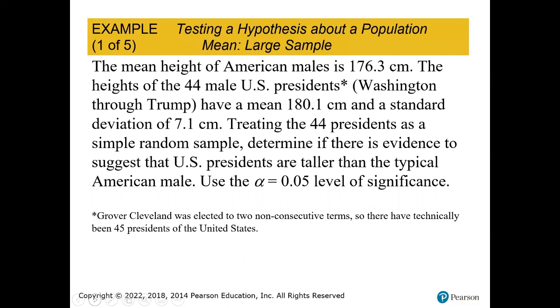The mean height of American males is 176.3 centimeters. The height of the 44 male presidents, Washington through Trump. So just see here, Grover Cleveland was elected 2 times non-consecutively, so there have technically been 45 presidents of the United States, just so you know. Their height is a mean of 180.1 centimeters with a standard deviation of 7.1 centimeters. Treating the 44 presidents as a simple random sample, determine if there is evidence to suggest that U.S. presidents are taller than a typical American male. Use the alpha level of 0.05.